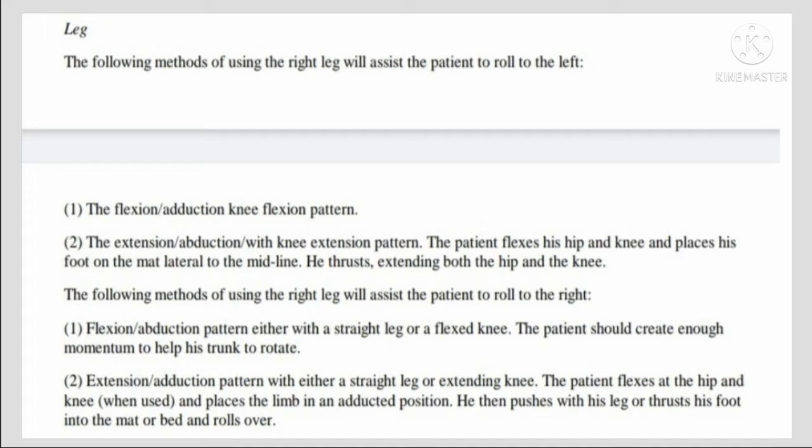The following method of using right leg will assist the patient to roll to the right. Flexion abduction pattern with knee flexion. The patient should create enough momentum to help his trunk to rotate. Extension adduction pattern with knee extension. The patient flexes his hip and knee and places the limb in adducted position. He then pushes his leg and thrusts his foot into the mat and rolls over.